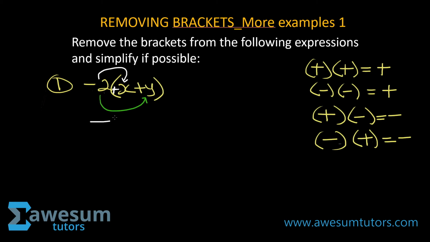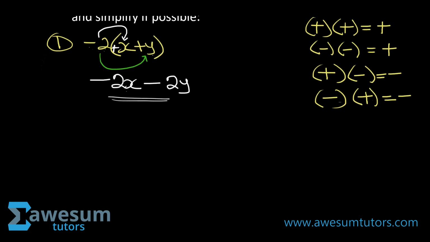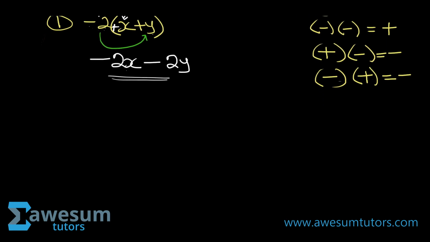2 times x is going to give you 2x. So now I have negative 2x. Now this negative 2 is going to multiply this positive y, right? So negative times this positive, they are unlike signs, is going to give you negative. 2 times y is going to give you 2y. This is your final answer: negative 2x minus 2y. We cannot simplify this because they are unlike terms. Okay, very good, guys.